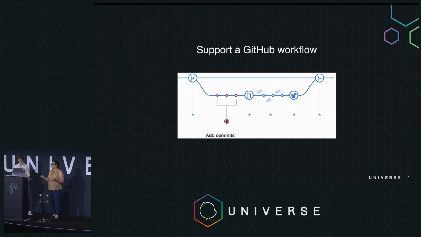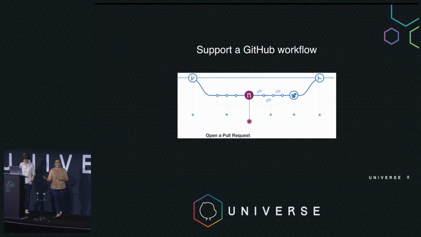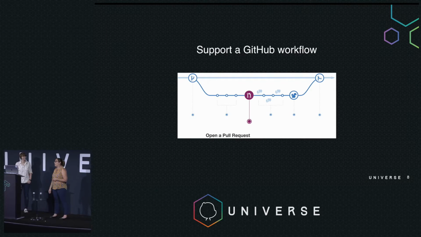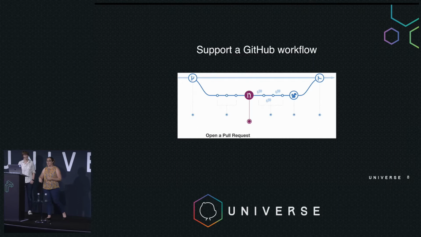And then you'll actually want to contribute your code back to the repository. And the way that you do this on GitHub is by creating a pull request. This is essentially requesting that the changes that you've made on your branch get pulled into the branch that you're targeting.